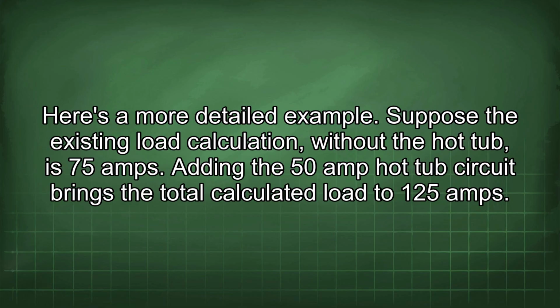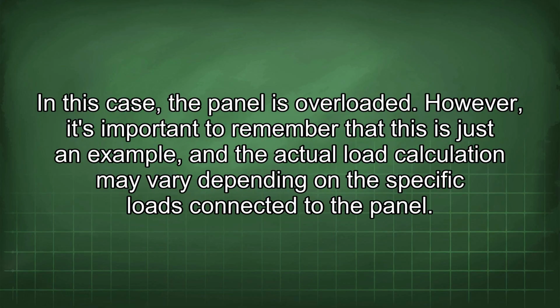Here's a more detailed example. Suppose the existing load calculation, without the hot tub, is 75 amps. Adding the 50 amp hot tub circuit brings the total calculated load to 125 amps. In this case, the panel is overloaded. However, it's important to remember that this is just an example, and the actual load calculation may vary depending on the specific loads connected to the panel.